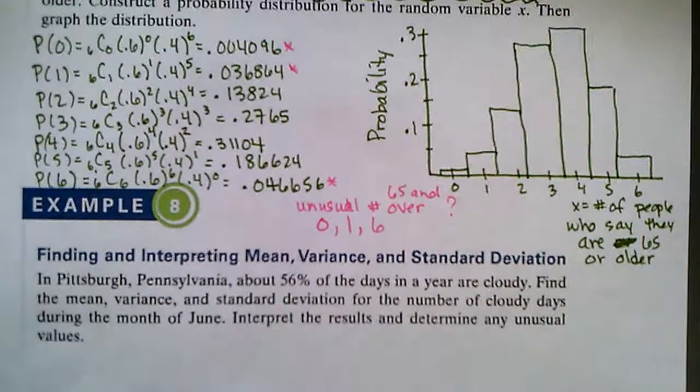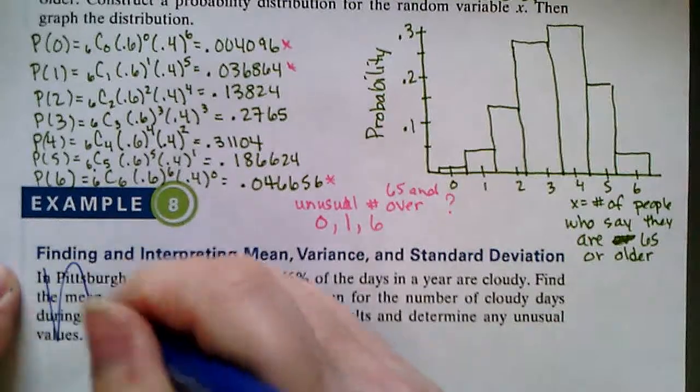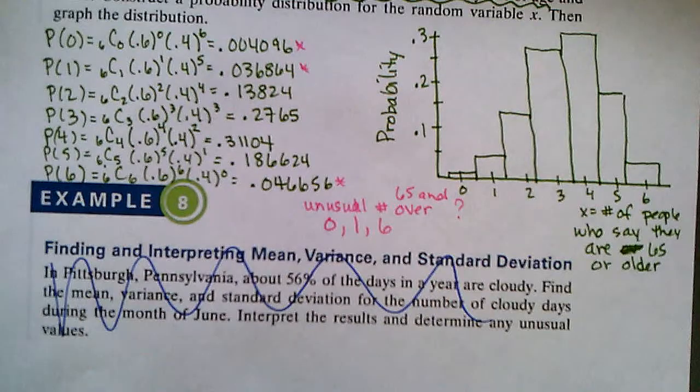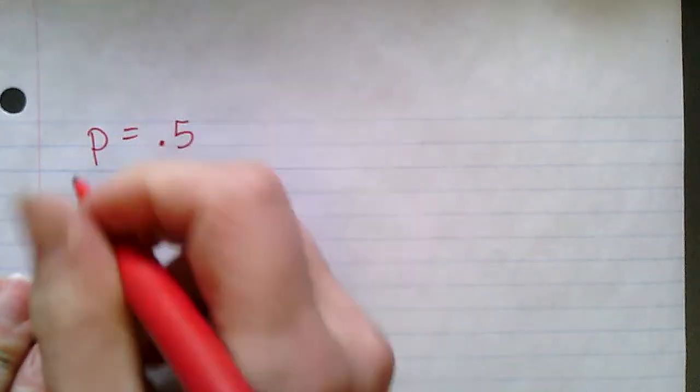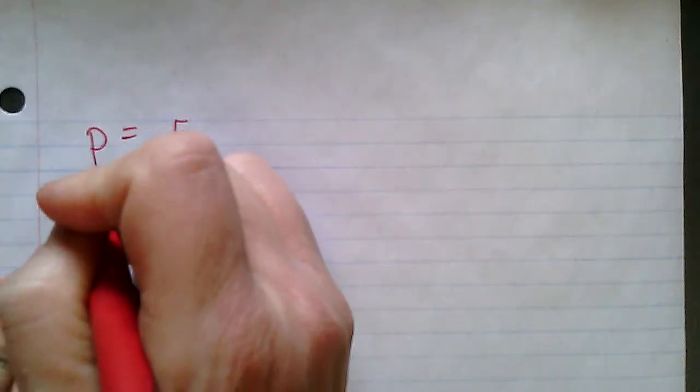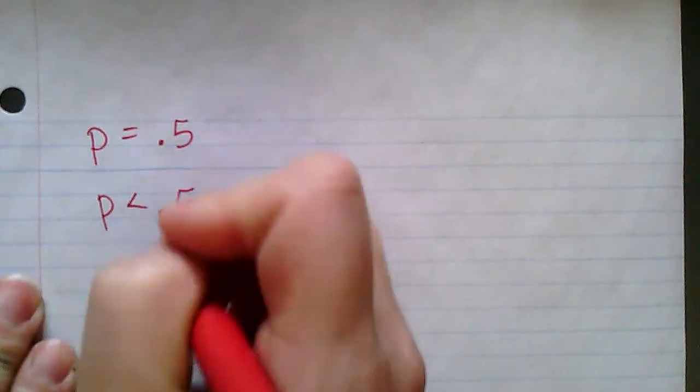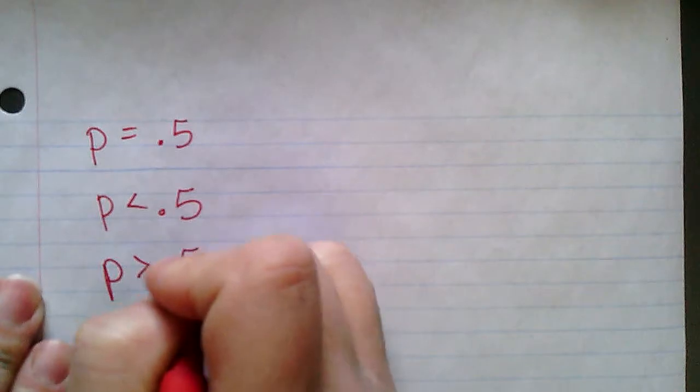We're going to skip this example, and I'm going to go on to a piece of notebook paper and give you just a little bit of notes about these distributions. So one thing that we can tell from the probability of success is what kind of skew we have. So the options are for p to be equal to 0.5, for p to be less than 0.5, and for p to be greater than 0.5.